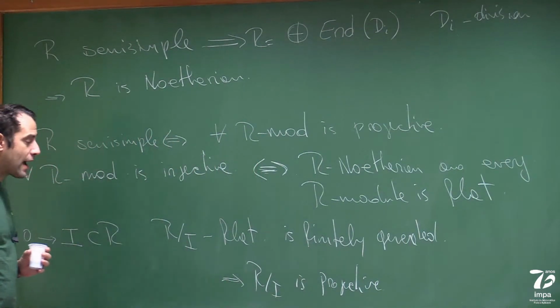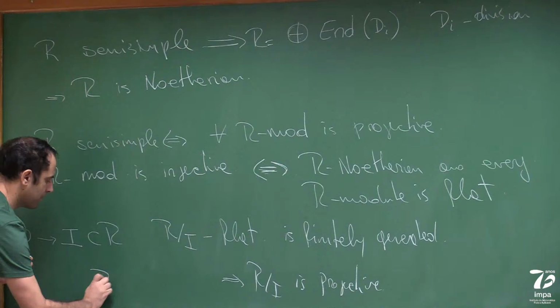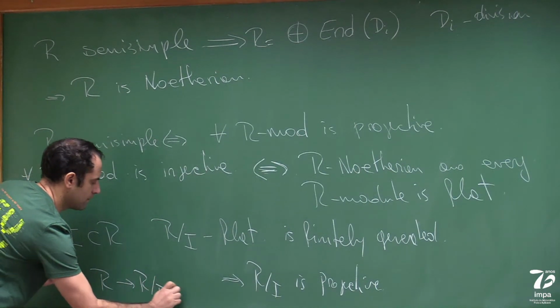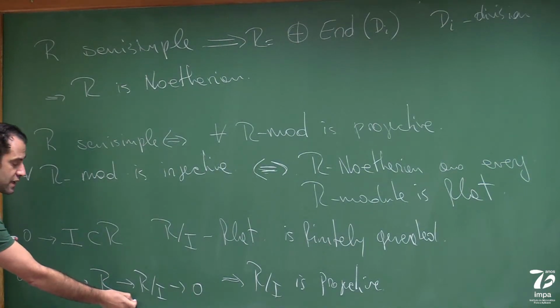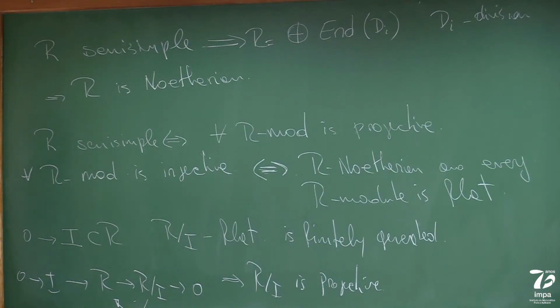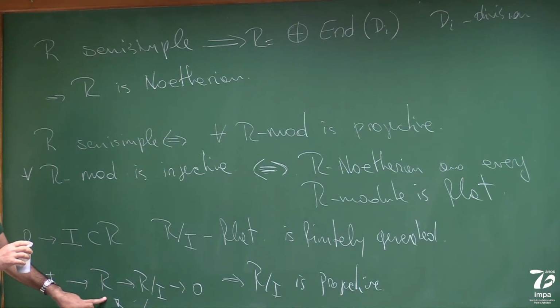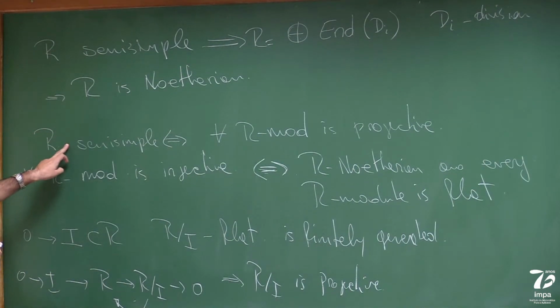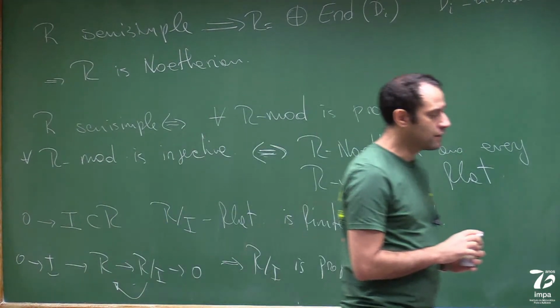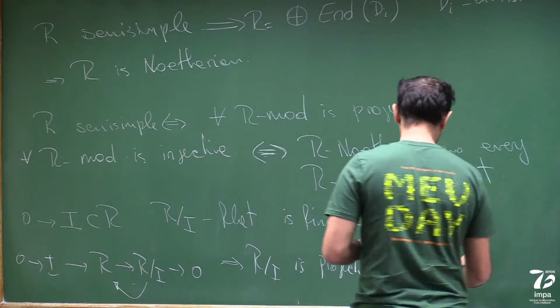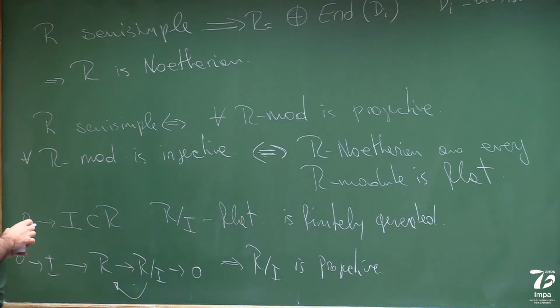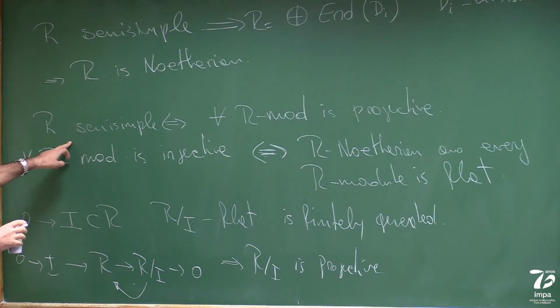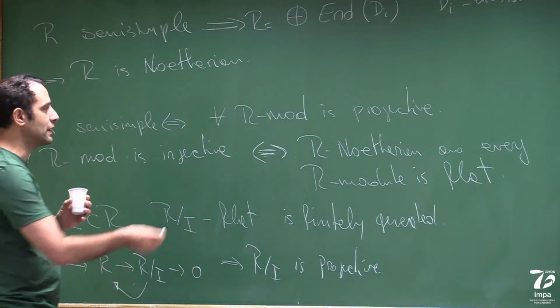But if R mod I is projective, then this surjection here splits. And that means that this I is a direct summand of R, which is what we wanted to prove for R being semi-simple. Okay, so that's a criterion of being semi-simple. And of course, all of this is equivalent. Well, notice that in particular, R is of global dimension 0. Every module is projective.